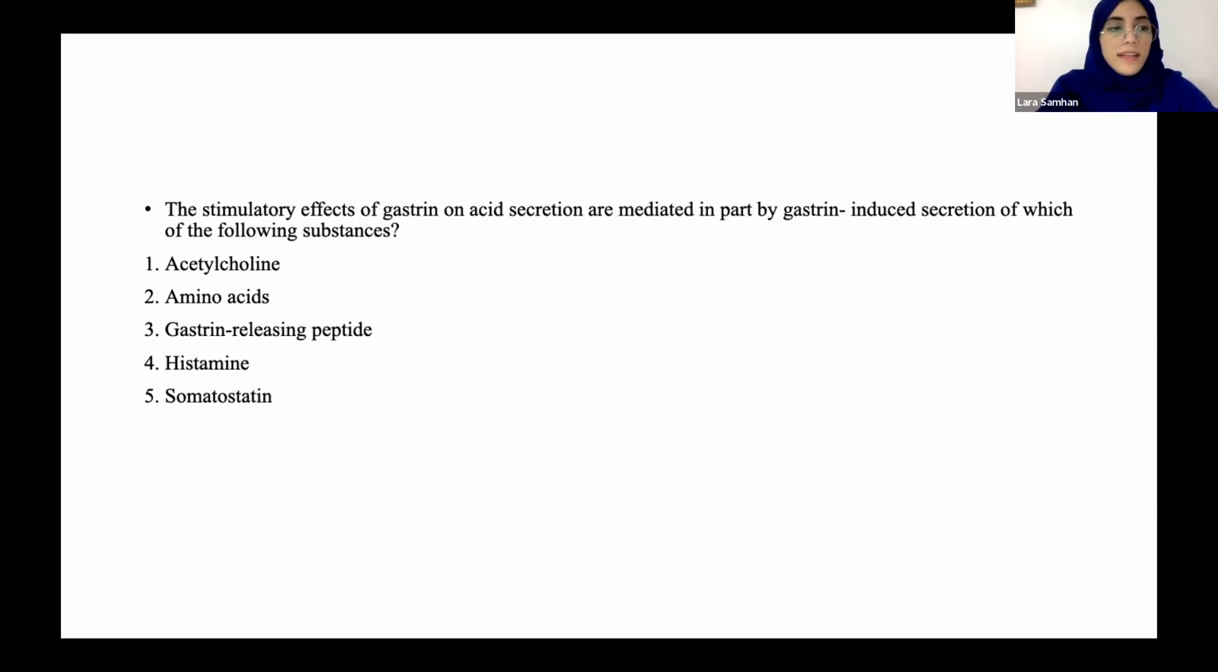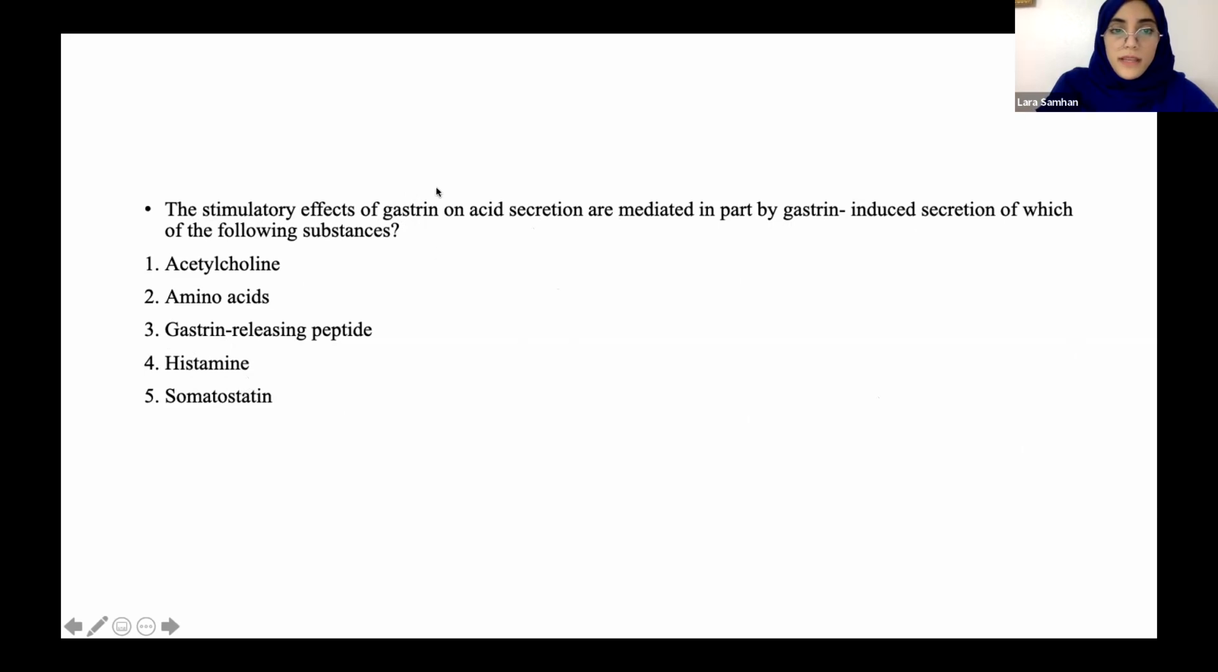Okay, correct, exactly. So the correct answer is histamine. The question says the stimulatory effect of gastrin on acid secretion is mediated in part by gastrin-induced secretion of which of the following substances? As we know, gastrin will secrete HCl, and histamine is also going to secrete HCl. As you kindly said, we have the gastrin-histamine axis. So gastrin secretes HCl, histamine secretes HCl.